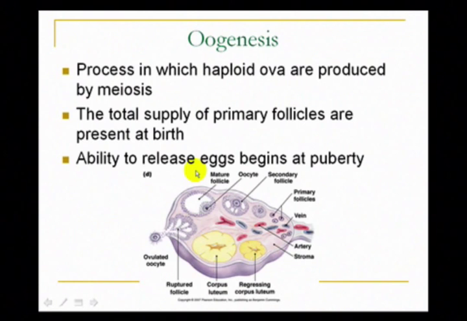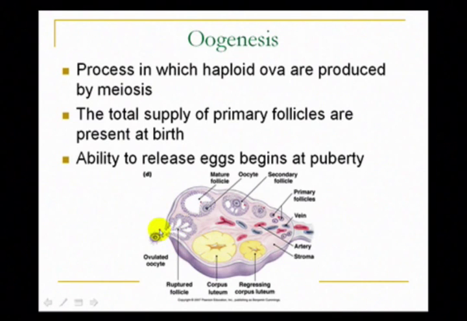Now females, we call it oogenesis, the production of the ova, and it's produced by meiosis. And then we already talked about the total supply of primary follicles being present at birth, and your ability to ovulate the eggs begins at puberty. You can see you have your primary follicles that will develop into your secondary, tertiary. You eventually have your mature follicle, and then you'll ovulate the oocyte from that mature follicle.